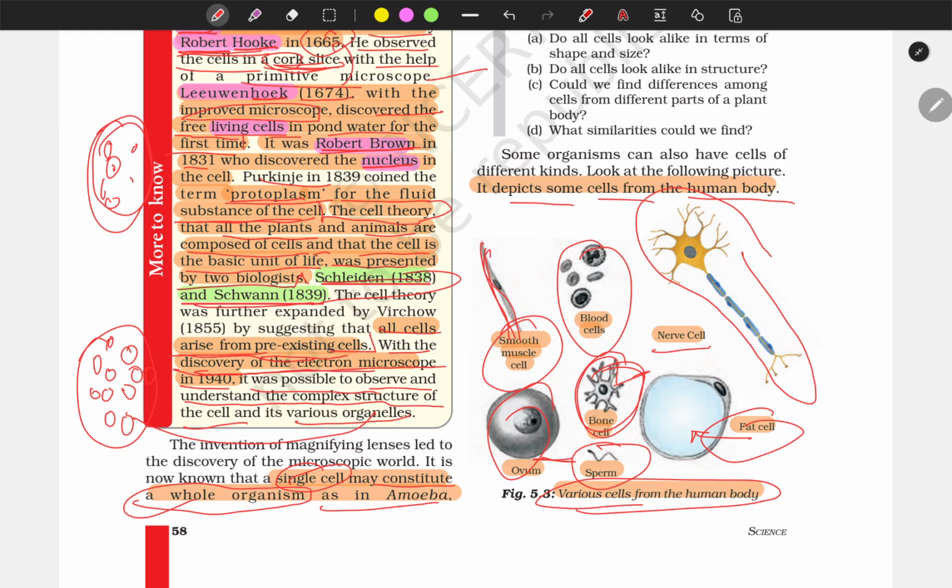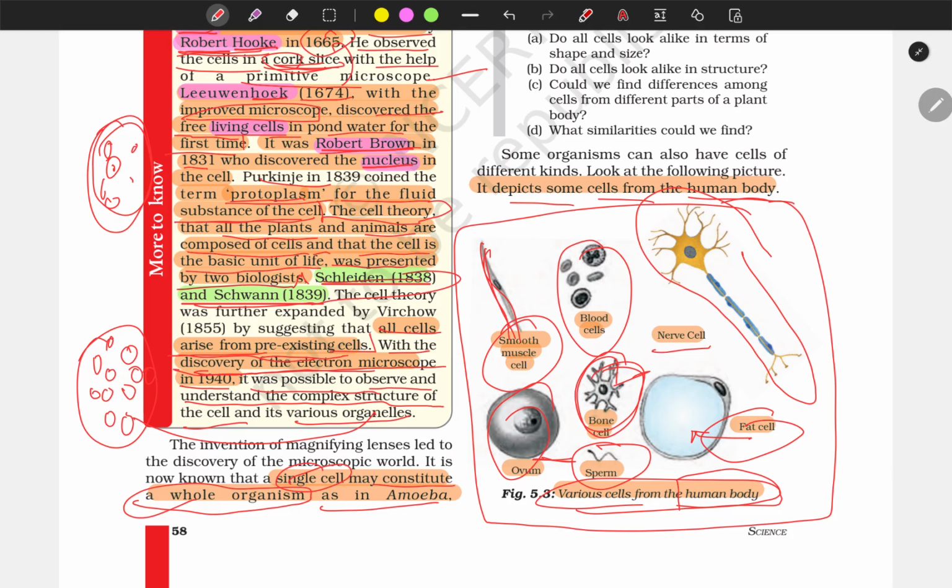So we have different structures of cells in the human body, and mostly animals also have similar types of cells.